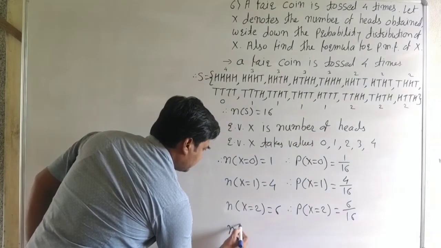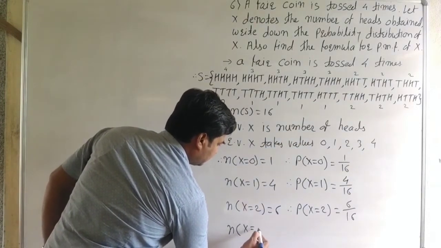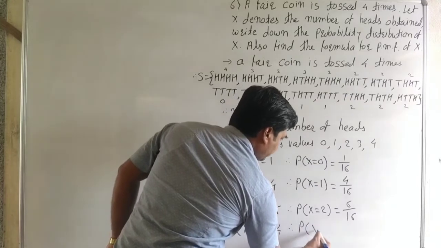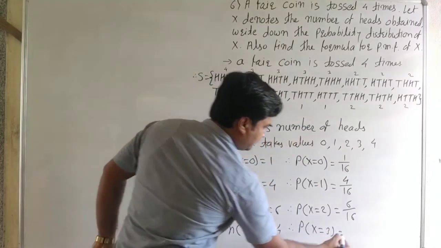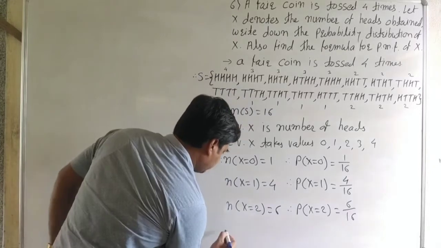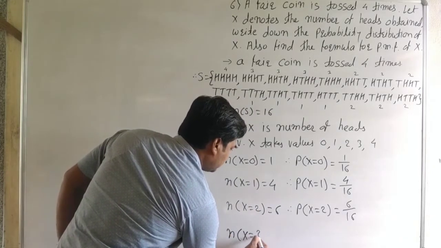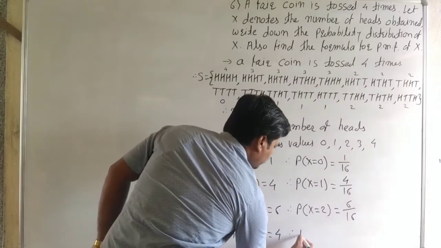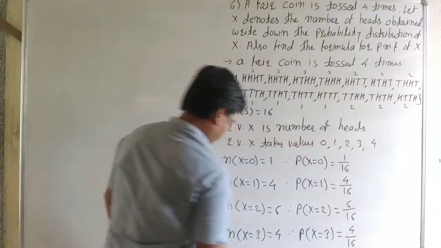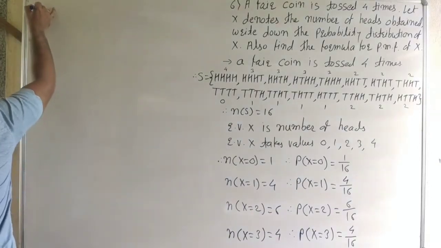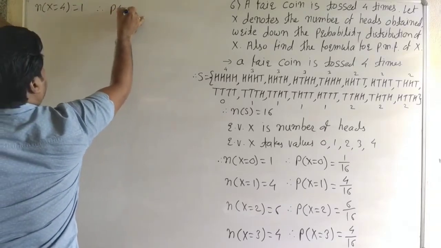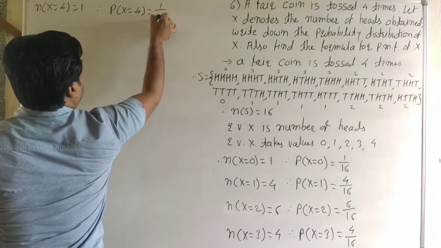And here, X is equal to 3. It occurs 4 times. Therefore the probability of X equal to 3 is 4 by 16. And now last, X is equal to 4. The number of X equal to 4 is 1 time. Therefore the probability of X equal to 4 is 1 by 16. It is a probability distribution.